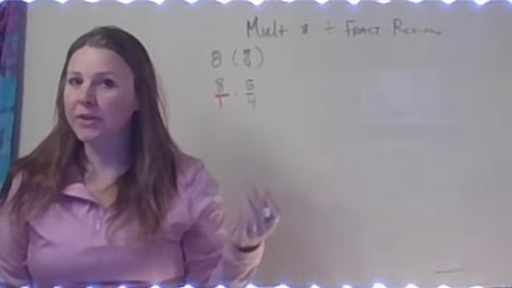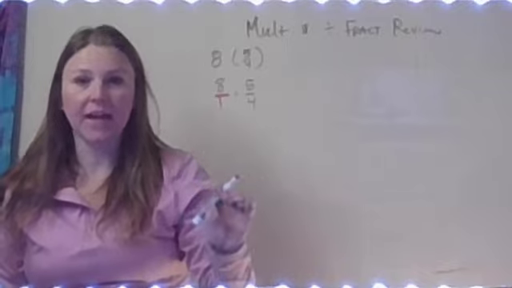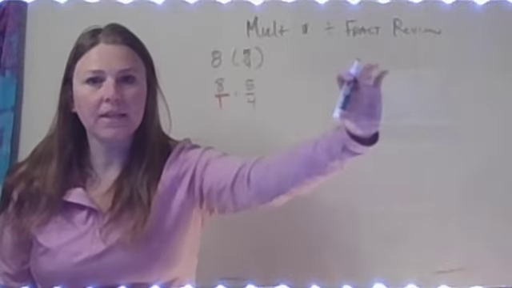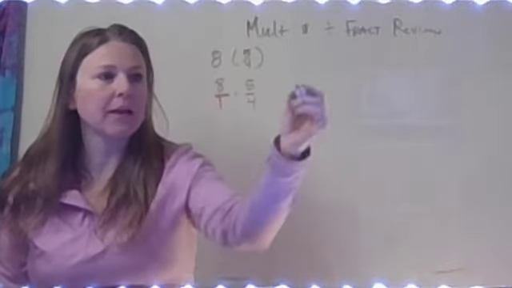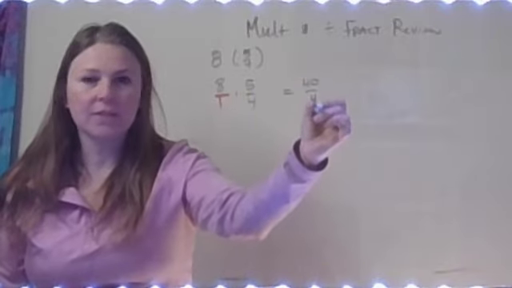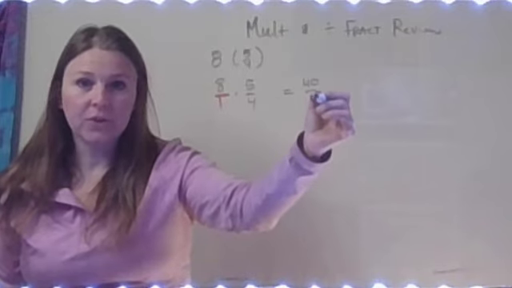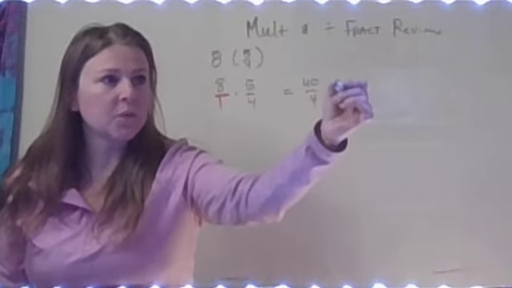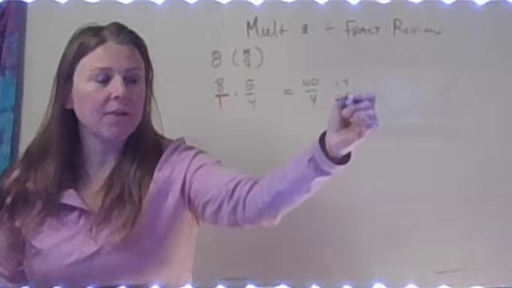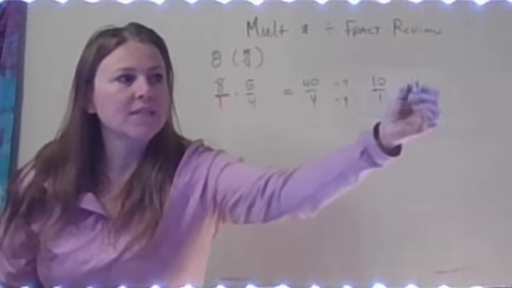Now, you can multiply or divide fractions. You don't need common denominators like adding and subtracting. You just multiply the top with the top and the bottom with the bottom. So 8 times 5 is 40, and 4 times 1 is 4. Now, that's reducible. 40 divided by 4, you can take a 4 out of both, so we're dividing both of them by 4. And that's the same thing as 10 over 1, which is 10.